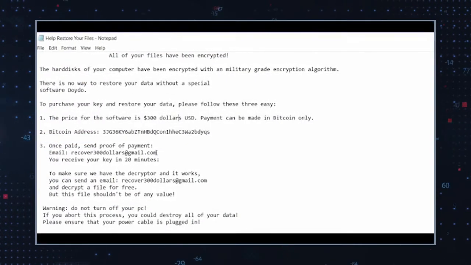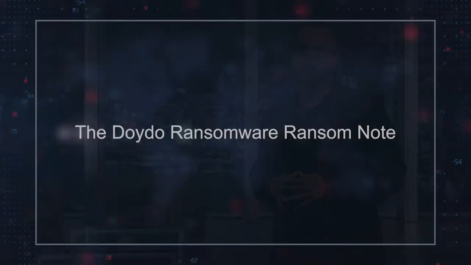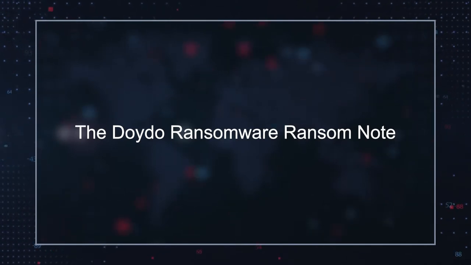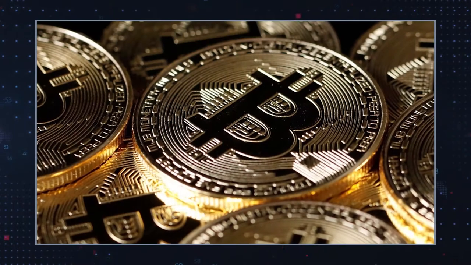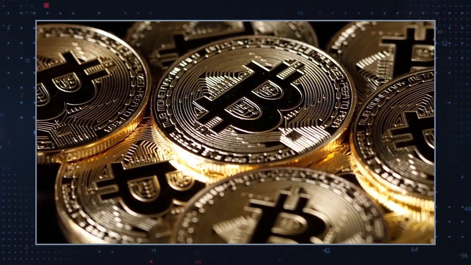Additionally, a ransom note with instructions for the victim is also dropped on the computer. The note is found in the text file, "Help Restore Your Files.txt" on the victim's desktop. The Doydo Ransomware Ransom Note. According to the Doydo Ransomware Ransom Note, the hackers look for $300 from each affected system. The ransom must be sent to the hacker's crypto wallet address and must be paid in bitcoins.